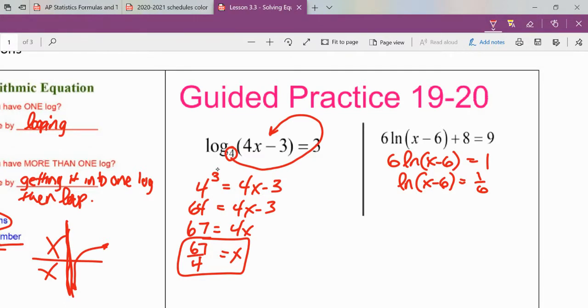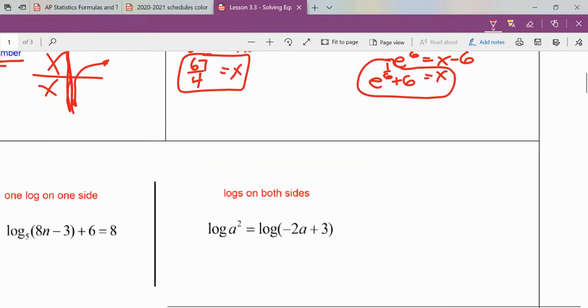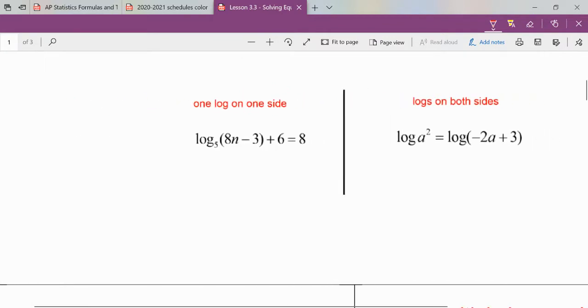And then again, remembering that natural log is really log base e, we can do our looping. This would be e to the 1/6 equals x minus 6. And you could just add 6 to both sides. You have e to the 1/6 plus 6 as our answer. Again, you could just leave it like that. That's perfectly fine. All right, so we're just going to do a bunch of problems here. Just practice. These are our logarithm problems that we'll practice. So let's get a few more done here.